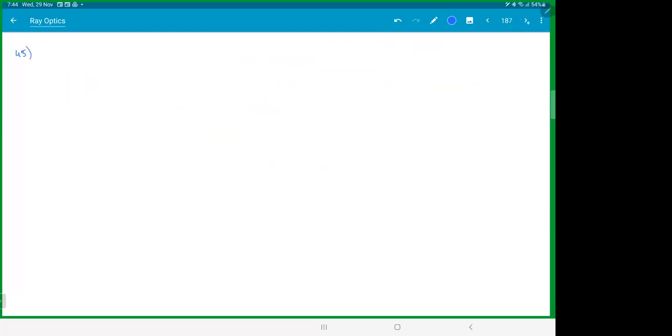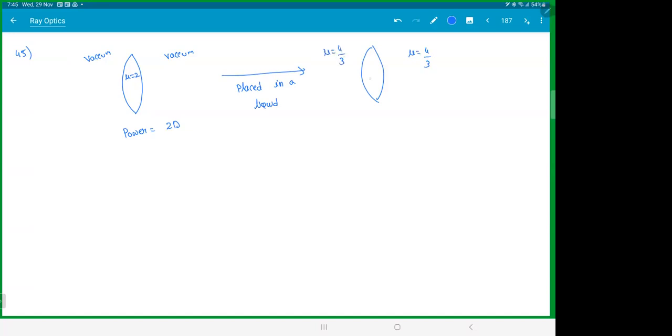That's an easy one. Let's say we keep a slab. Mu is equal to 2. Outside is vacuum. This is a straightforward question. The power of this lens is 2 diopters. So someone took this and placed it in a liquid. Liquid is 4 by 3. This is mu is equal to 2. Find the new power.